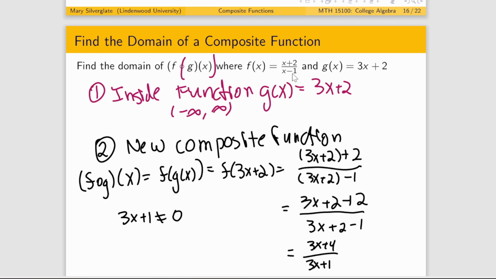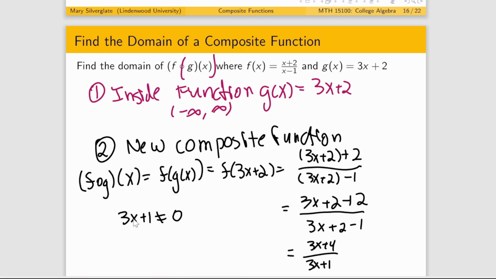Notice I never care about x minus 1 not equaling 0. This outside function, without g of x in it, is not of any concern to me in this problem. I just care about that inside function and this new composite function. I want to make sure that I'm not secretly dividing by 0 there, because that would be a problem. So I need to figure out which x values I'm not allowed to plug in because it would cause me to divide by 0.